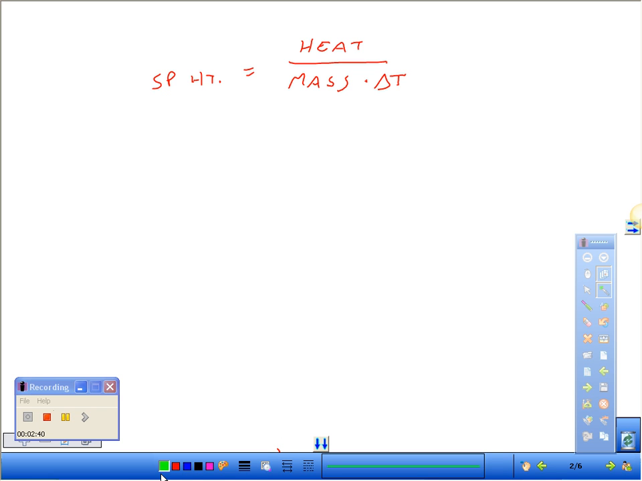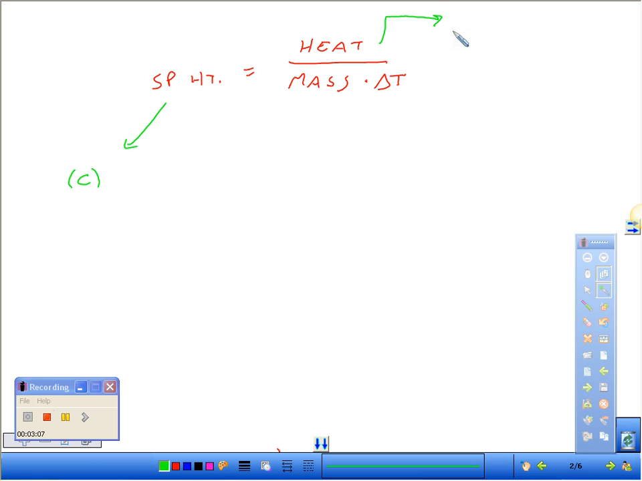Now, there's some things I need to tell you about these 4 unknowns here: specific heat, heat, mass, and change in temperature. Specific heat, first of all, has a symbol or abbreviation that is used as a C. So when we modify this equation and simplify it a little bit, we're going to use the symbol C. Specific heat is C.